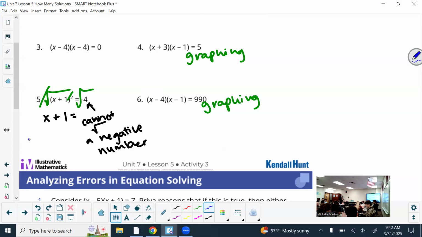So this is what it looks like algebraically if there's no solution. On a graph, it wouldn't touch the x-axis at all. But algebraically, when we're solving, if it's trying to make you square root a negative number, you know to just stop there, and there's no value of x to make it true.